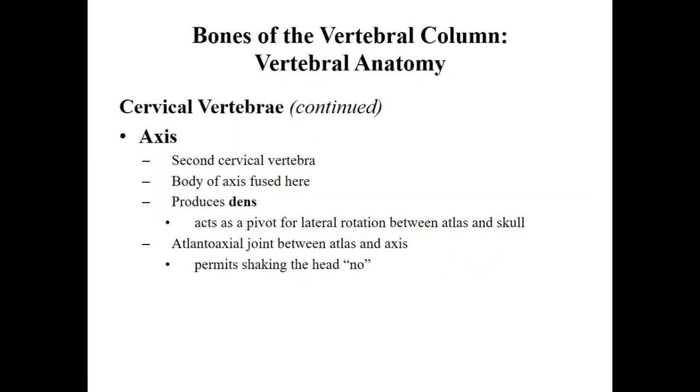The atlas sits on its axis, just like the world sits on its axis. So the axis is the second vertebrae. It's the only other vertebrae you have to know by name. So the axis and the atlas articulate together, allowing us to say no. Shake your head no. Okay?